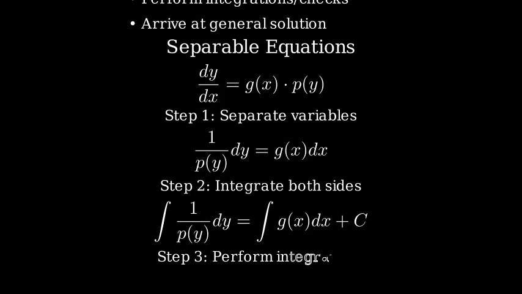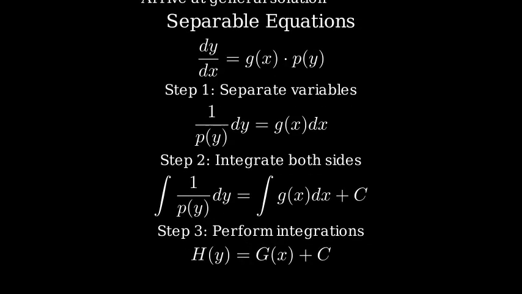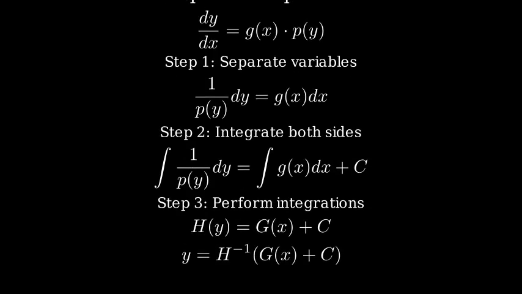Step 3. We perform the integration symbolically to get an implicit relation between x and y. This gives us h of y equals g of x plus c. If possible, we can solve for y explicitly. y equals h inverse of g of x plus c. Let's see a simple example.